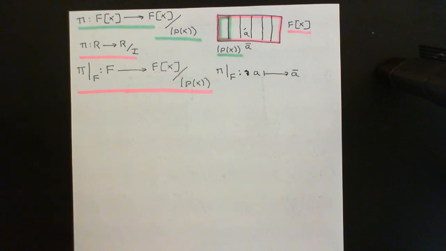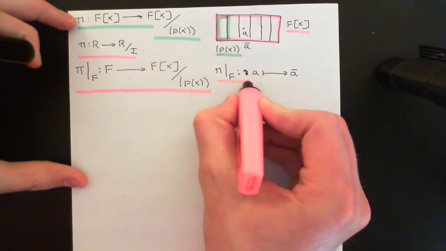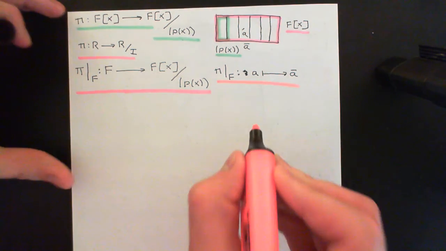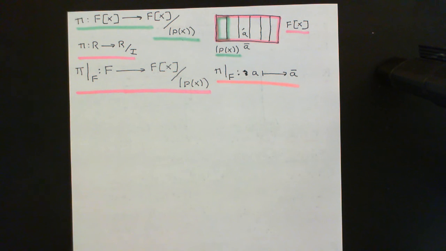So we've got a ring homomorphism. For this to be an inclusion mapping, we need it to be an injective ring homomorphism. We don't need it to be surjective, but we do need it to be injective.